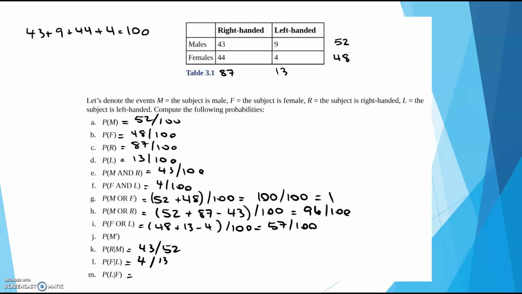Okay, then switch it around. Probability of being left-handed given female. So first thing we're going to look into the category of females. How many of them are left-handed? You've got 4 out of how many females? 48. There it is.